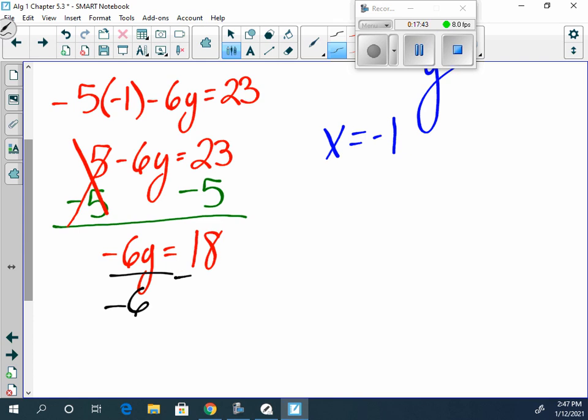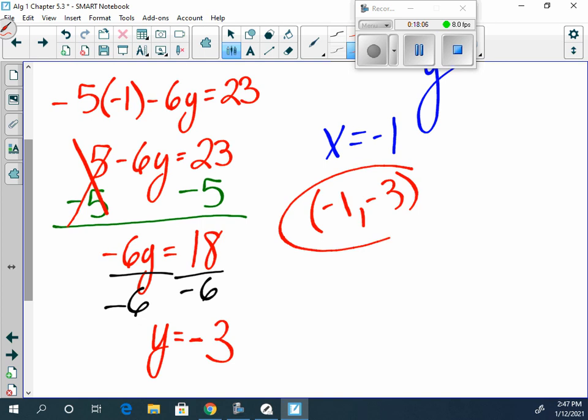And then lastly, we're going to divide both sides by negative 6. Well, positive divided by negative will be a negative, yes? 18 divided by 6 is negative 3. So the answer for this here is negative 1, negative 3. This here would be our answer. Questions on this here?